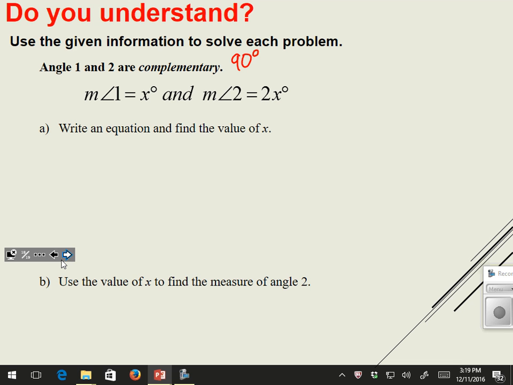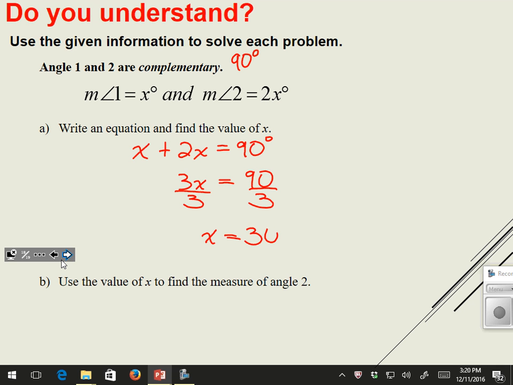So we know that the measure of angle 1 is x, and the measure of angle 2 is 2x. I'm going to write an equation now and find the value of x. So angle 1 is x. I'm going to add it to angle 2, which is 2x. And those two angles together are complementary. Therefore, they add up to 90 degrees. I'm going to simplify this. So I get 3x equals 90. I'm going to divide now both sides by 3. Therefore, x is going to equal 30 degrees.